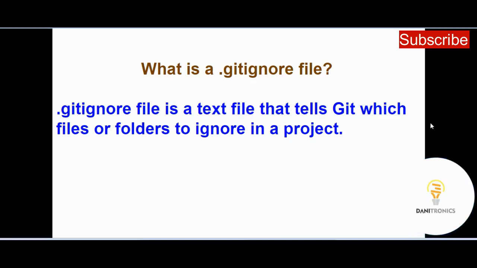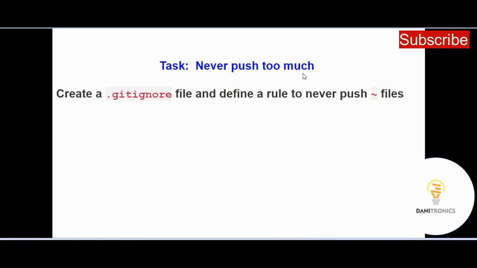And we'll be doing a task today, and the task is never push too much. And it's a very simple one. It says create a .gitignore file that defines a rule to never push this file. So let's assume this is the name of the file, and we don't want it to ever push this. So all we need to do is just put this file inside this .gitignore file, and it will never push it. So anytime you do your git push, it will never push the file that is saved as this. It could be any file of your choice.